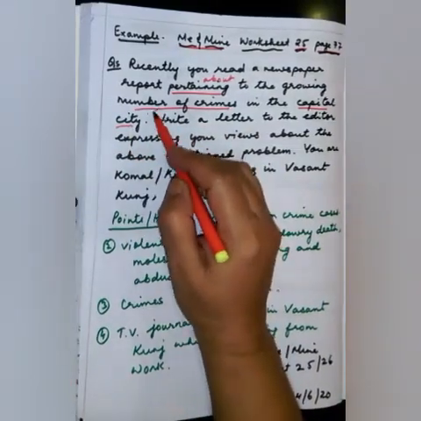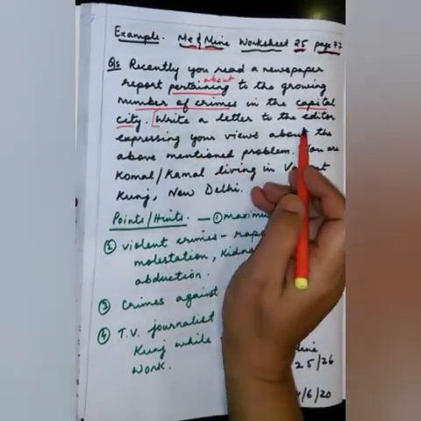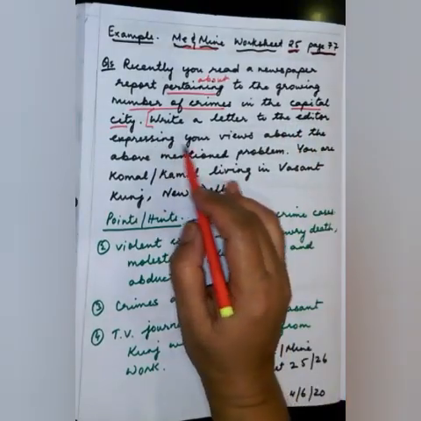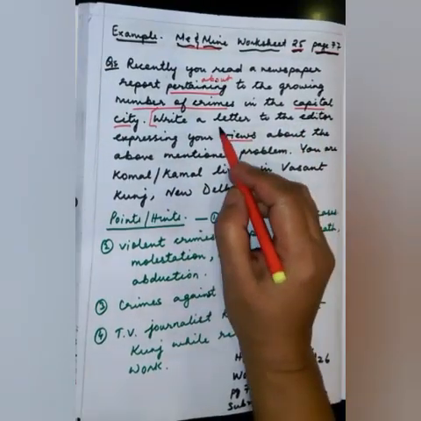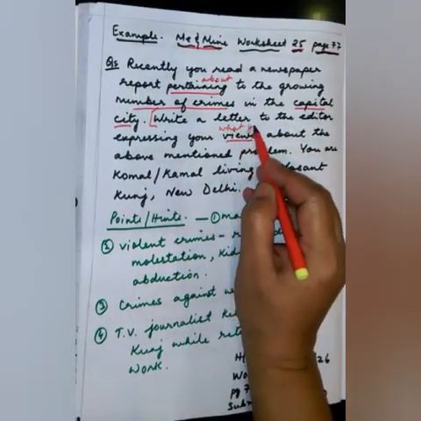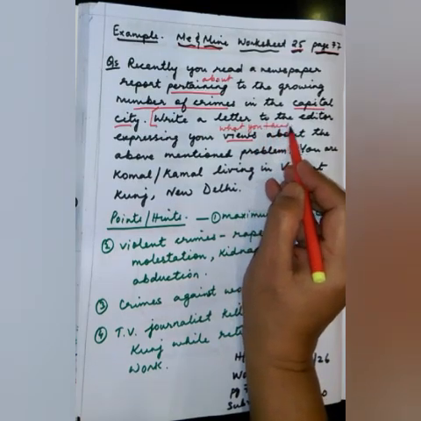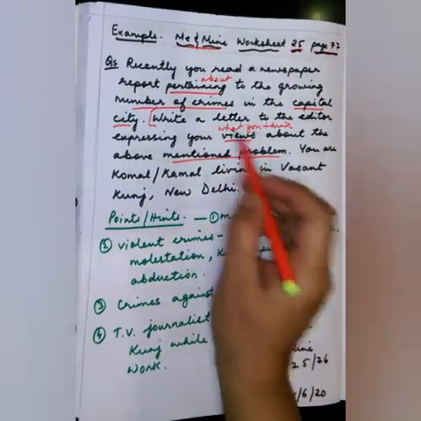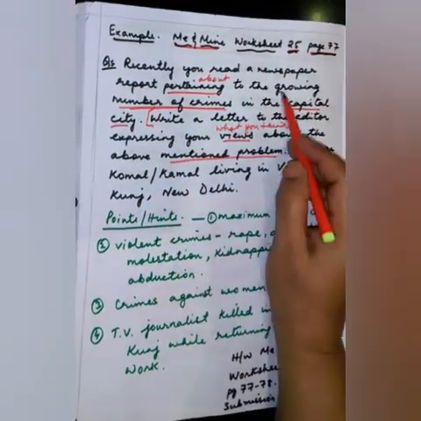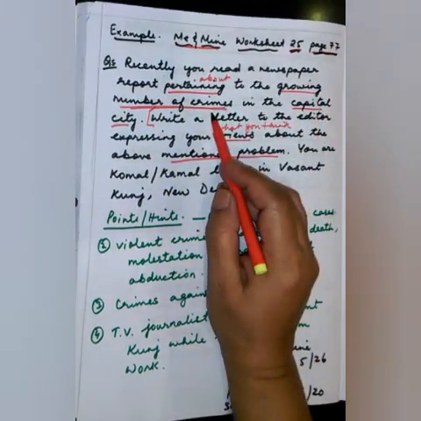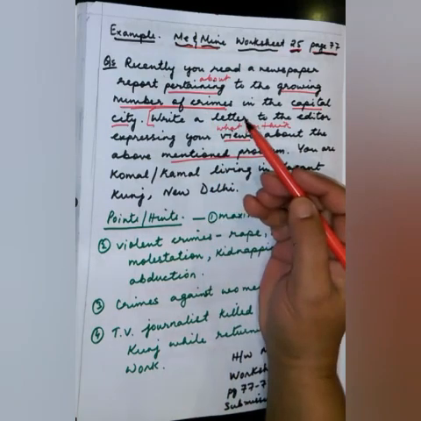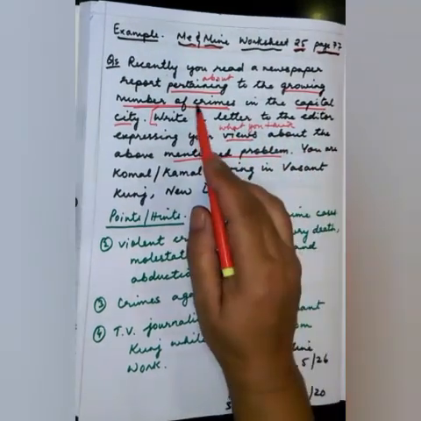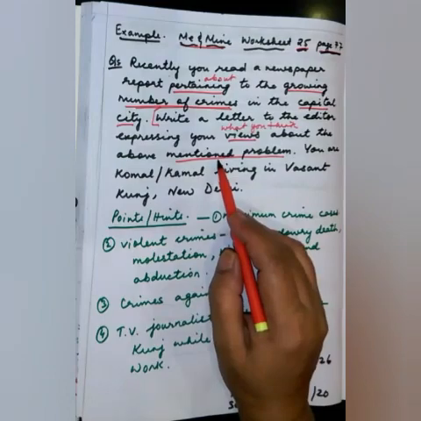So, your task is to write a letter to the editor expressing your views, expressing what you think about the whole thing, the above mentioned problem. What is the problem? The growing number of crimes. So many crimes are growing, growing in the sense becoming more and more each day. That is the mentioned problem.